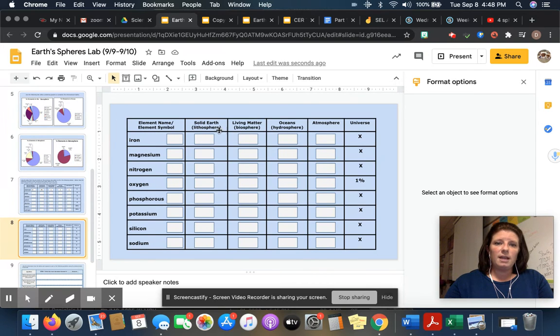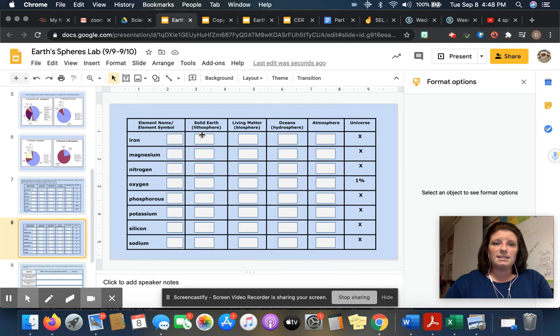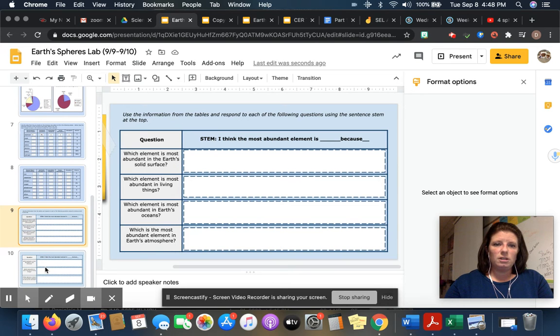Now on slide 8, where it says solid earth, it still says lithosphere, but on slide 7 it says geosphere. That's the same chart. Do not let that confuse you, okay? It's the same chart, solid earth, same chart. And then you need to answer the questions on the following 2 slides to analyze your learning.